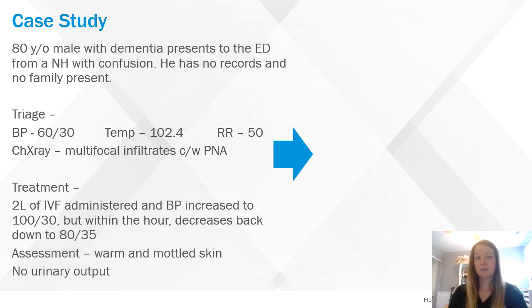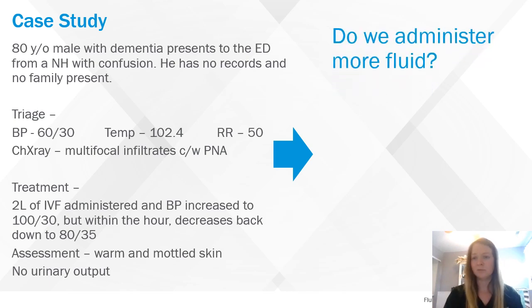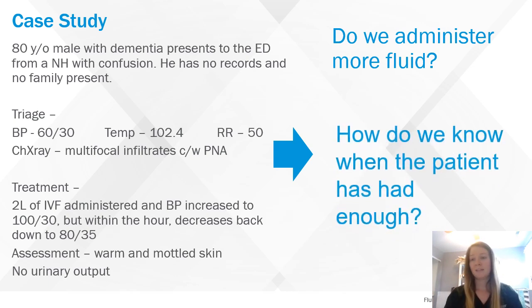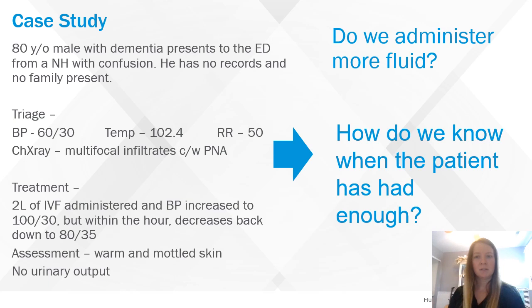So this 80-year-old male received 2 liters of IV fluids and the blood pressure increased to 100/30. But within the hour, it decreased back down to 80/35. You complete another assessment: he's warm, has mottled skin, and no urinary output. So, first question, you guys. Do we administer more fluids? What do you think? And if we do administer fluids, how do we know when the patient's had enough?